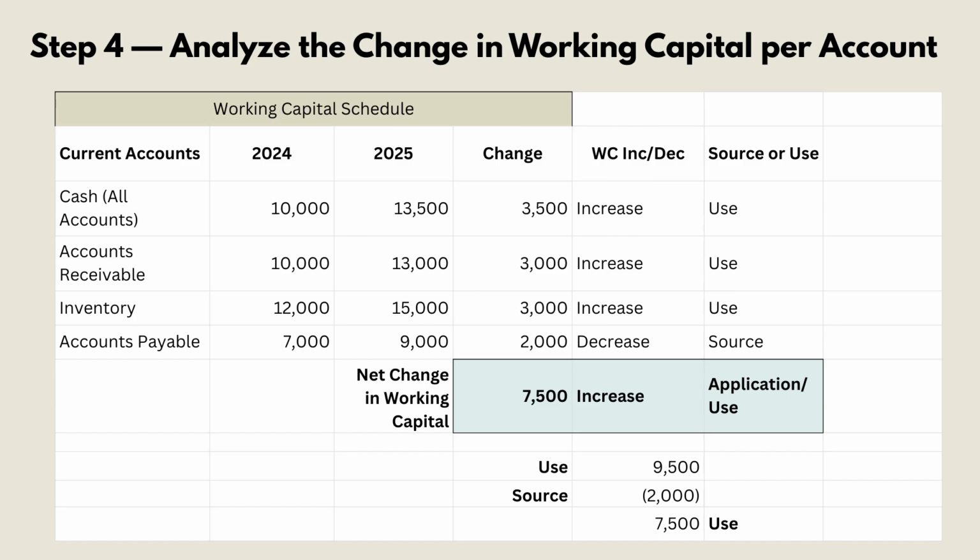Per the rules, an increase in current liability is a decrease in working capital, therefore a source. Current liability went up, a source of funds. Now we total it. Uses from current assets, $3,500 plus $3,000 plus $3,000 equals $9,500. Source from accounts payable, $2,000. A net increase in working capital, $9,500 minus the $2,000 equals $7,500 use. That matches the difference we calculated earlier, so our working capital schedule is complete.